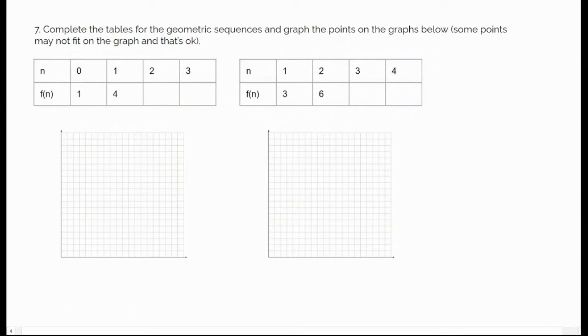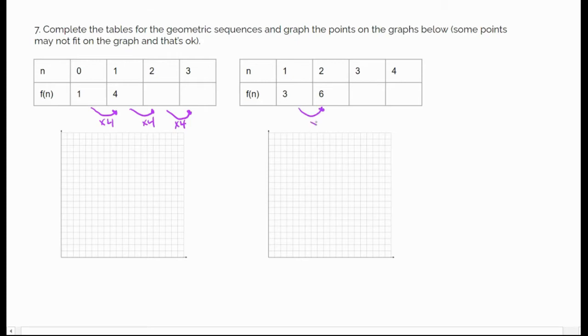Here we are asked to complete the tables for the geometric sequences, and graph those points on the graphs below. Note that some of the points aren't going to last on the graph because they get to be really big numbers. In this case, I know it's geometric, so I'm not adding 3, but actually multiplying by 4 each time, because, again, with geometric sequences, we've got to know our multiplication.